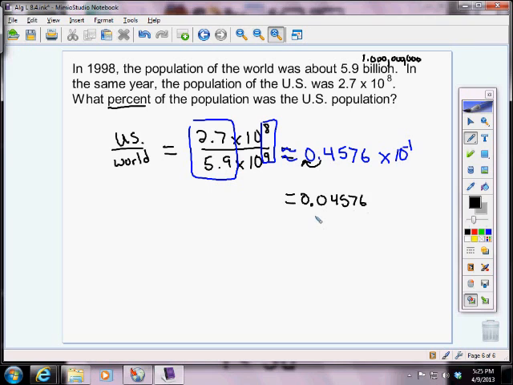0.04576. Now, I know it seems kind of weird we're moving it to the left, but now let's move our decimal point to the right 2 places because we want a percent. So percent means we move it to the right 2 places, and this becomes approximately 4.576%, or maybe we can just round it to 4.6%. So what percent of the population was the US population? About 4.6%. Again, setting up problems and then using your knowledge of scientific notation and exponent rules to solve them.